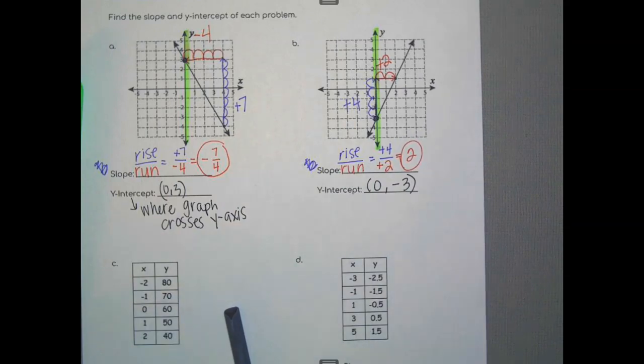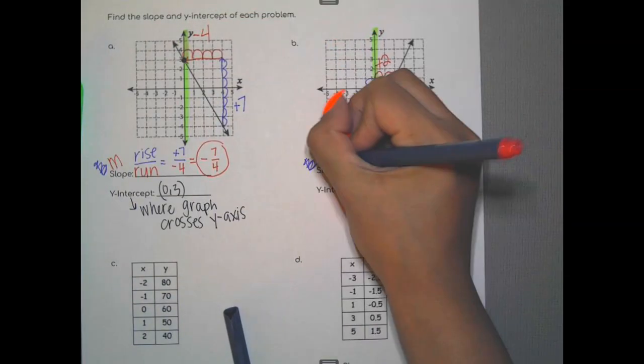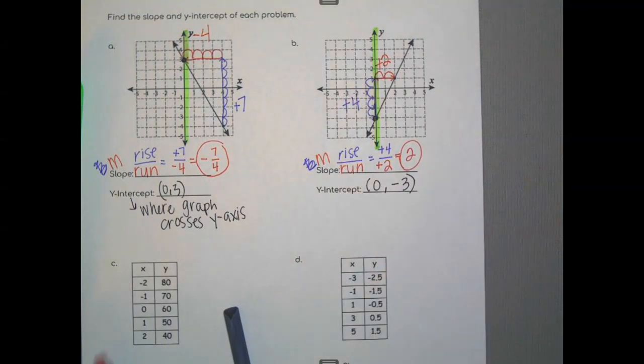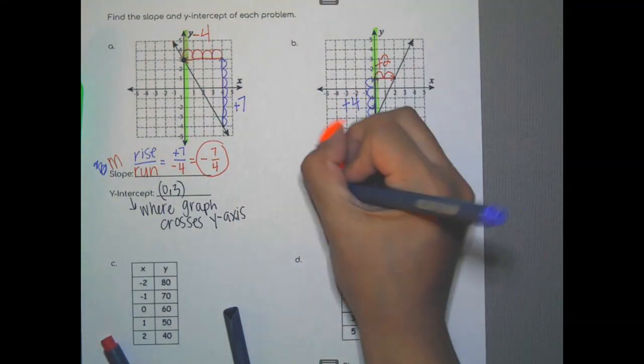Slope is represented by the letter M. And our y-intercept is the one that's represented by the letter B.